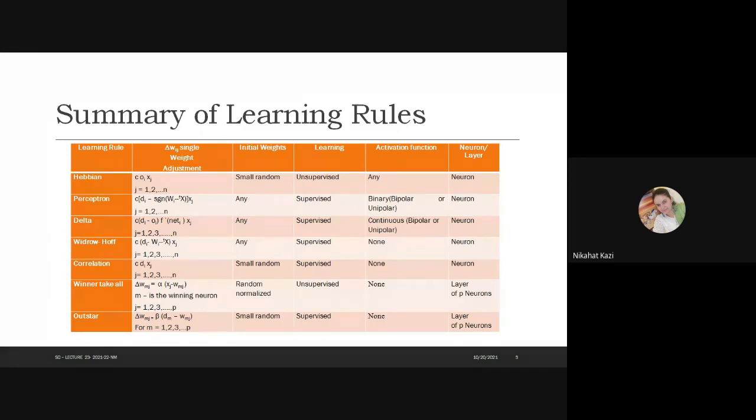That we have studied so far. So what is the type of learning? What are the activation functions which are used? Whether it is working on a layer of neurons or it is a single neuron. So we know that all the learning rules work on a single neuron, except for the last two, that is winner takes all and Outstar. So one short view of all the learning rules, if you want to have, you can look at this slide.